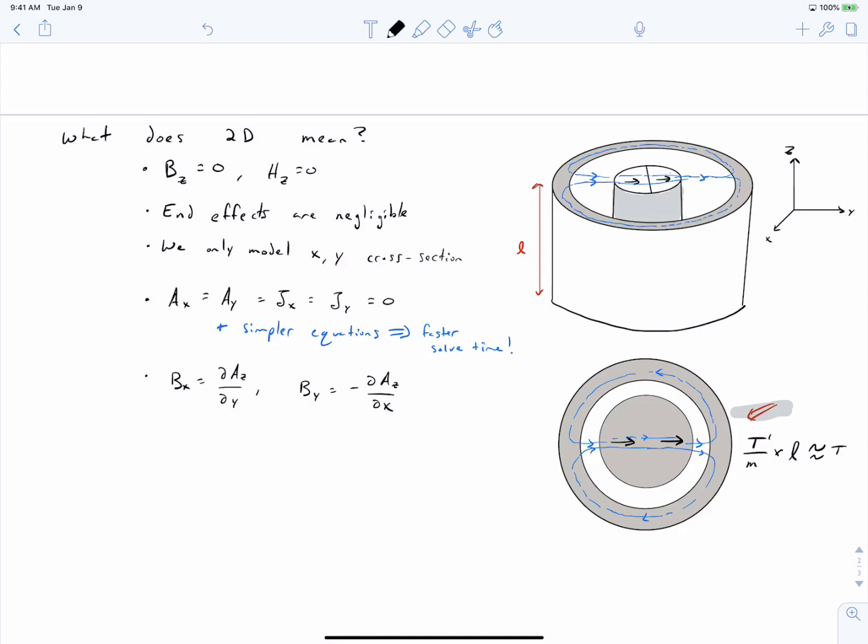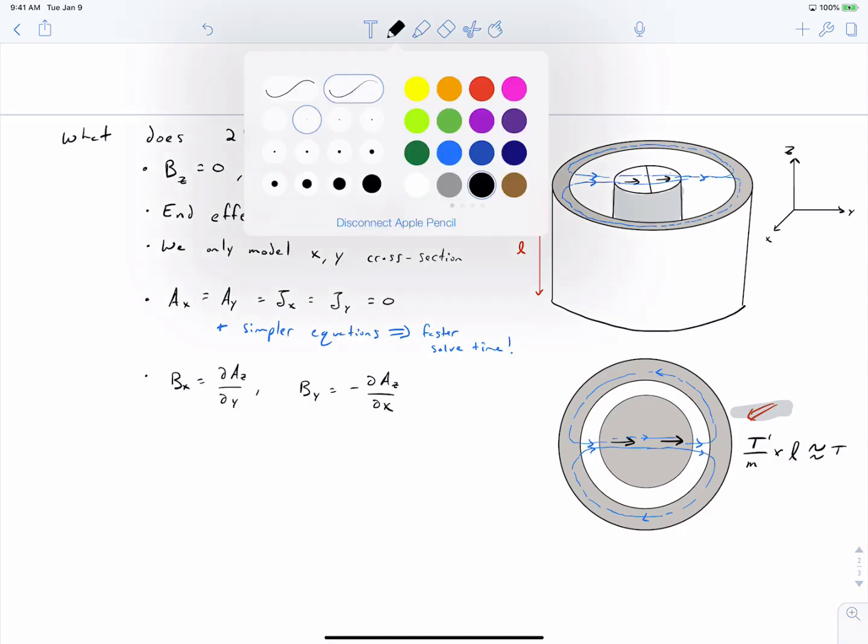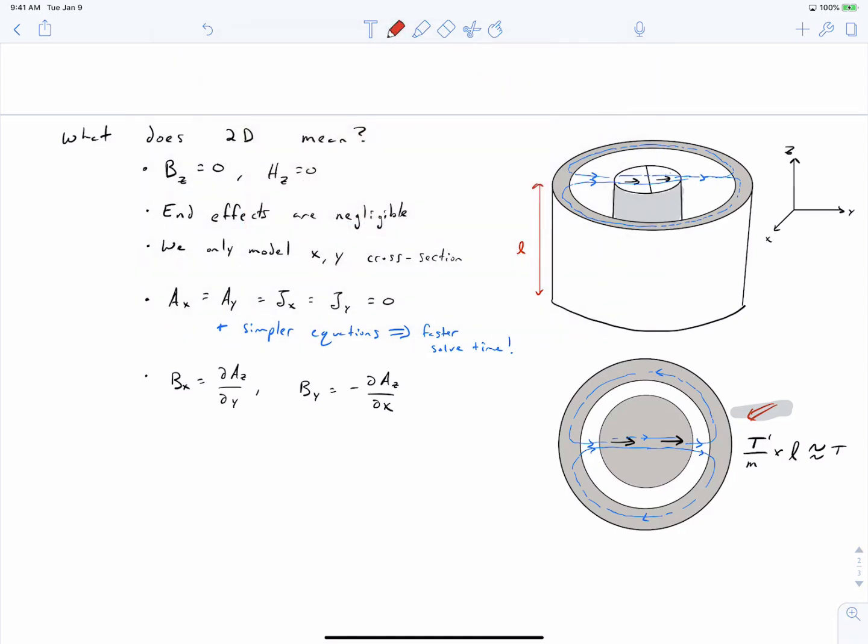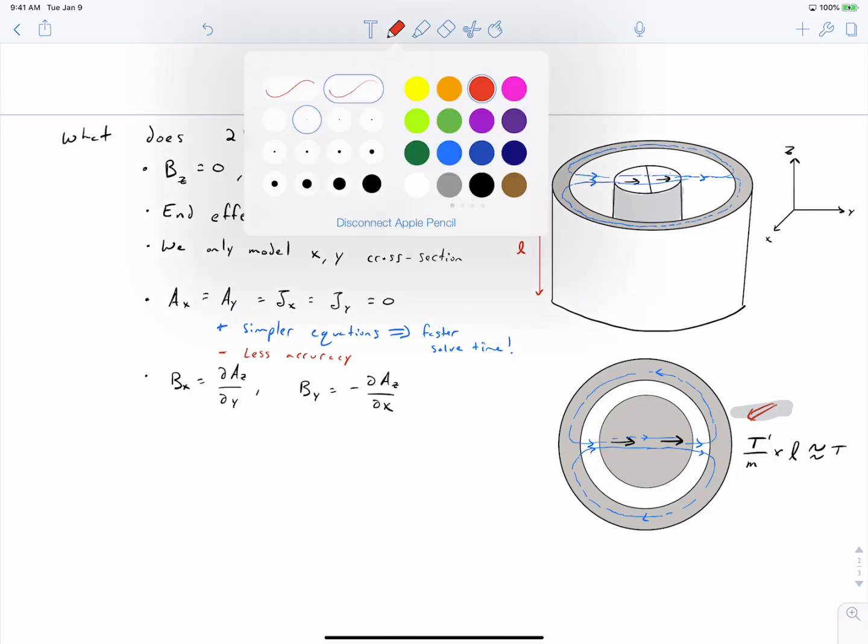And this just falls out of evaluating the curl of A. So we've answered the question for what 2D FEA means. Ultimately for us it means simpler equations and faster solve time, but with the possible drawback of less accuracy. Or at least that we have to carefully take into account that we're neglecting the end effects and come up with some other way to approximate them if we think that they may be important.